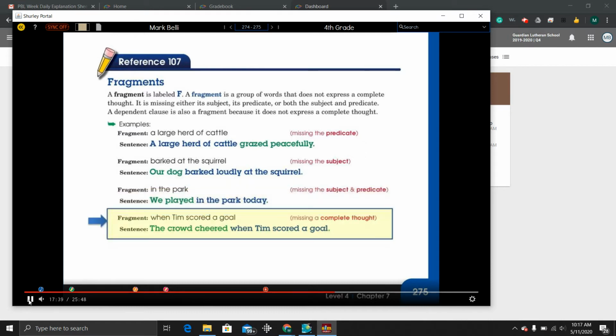The last fragment reads, when Tim scored a goal. What do you think is missing in this fragment? This is a dependent clause, and it's missing a complete thought. When you add the independent clause to the dependent clause, it makes much more sense. Let's read it. The crowd cheered when Tim scored a goal. Okay, notice that when your dependent clause comes at the end, you don't need a comma.